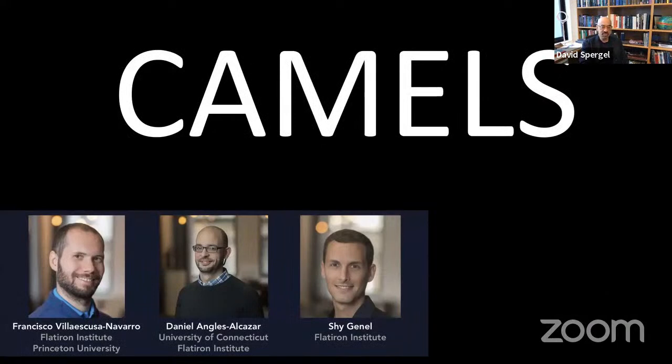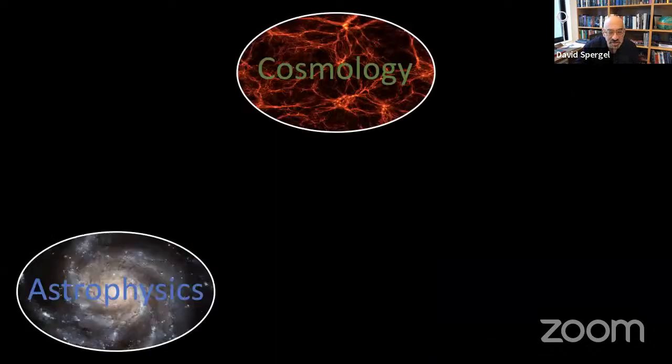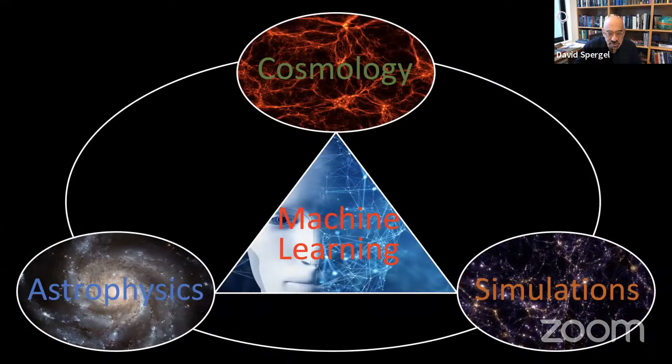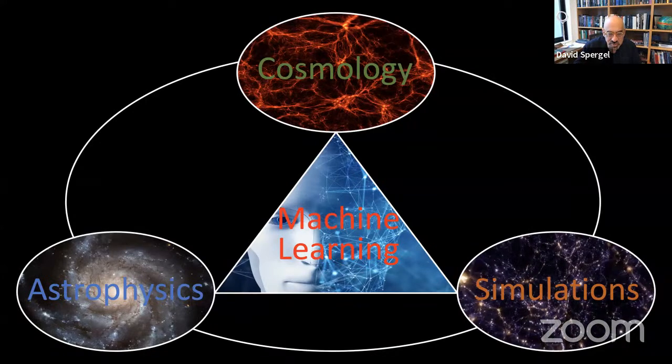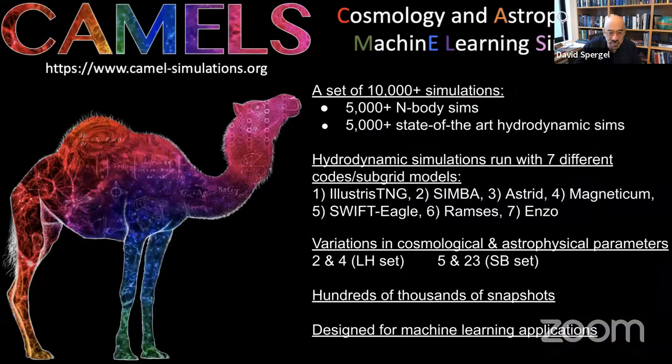In the last few minutes, let me turn to another set of simulations that we've been running here that capture not only the dark matter, but the effect of feedback and baryon physics on the growth of large-scale structure. This is led by three of the scientists here at the Flatiron Institute. CAMELS is Cosmology and Astrophysics with MachinE Learning Simulations, and we're trying to use these simulations to provide useful information for both fields.